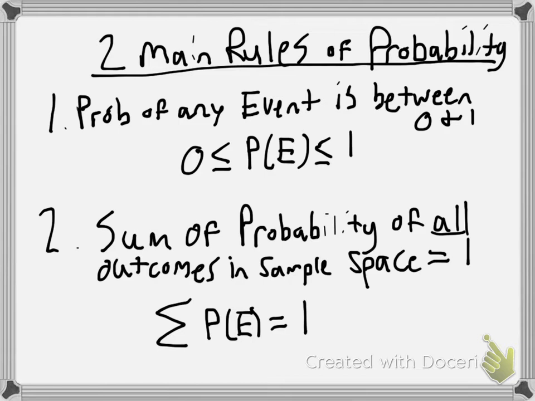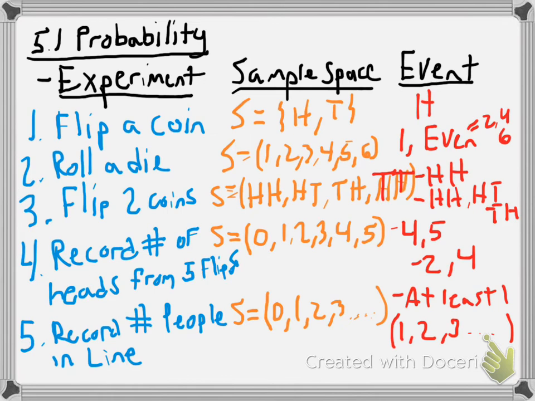And then the other one that's more interesting is that the sum of the probabilities of all outcomes in a sample space equals 1. So if you go back to this sample space, heads and tails, for flipping a coin, the probability of a head is 1/2. The probability of a tail is 1/2. Add them together, you get 1.